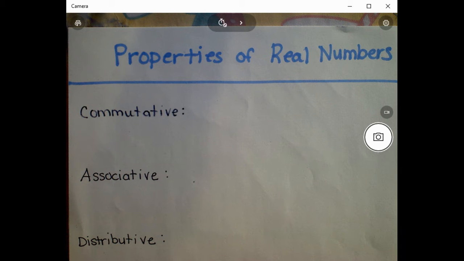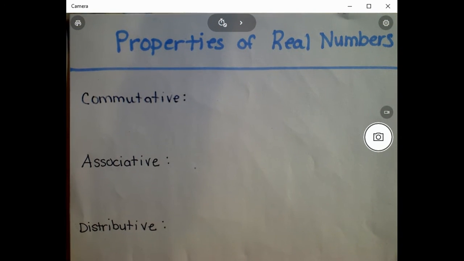All right, another quick topic that we didn't cover before our break is the properties of real numbers. We have talked about them, but we didn't spend a lot of time on them, so I just wanted to make sure you understood these vocabulary words.